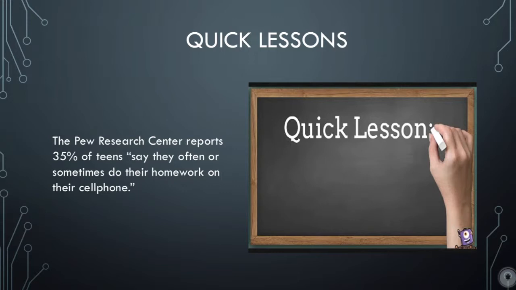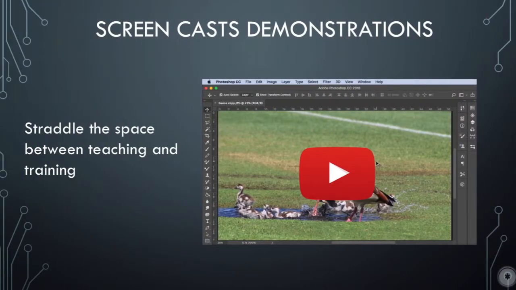These quick lessons are optimized for viewing on cell phones because more and more students want to do their homework on their cell phones. And I think this is a trend that should be supported rather than struggled against. The second type of screencast demonstrations straddle the space between teaching and training. They are YouTube style how to videos designed to be homework that students post a before image and then an after image to the learning management system.